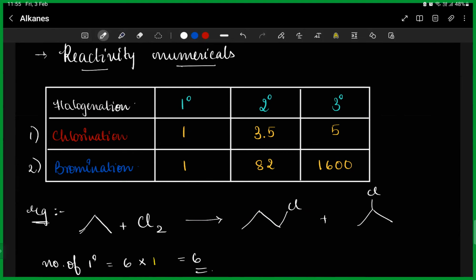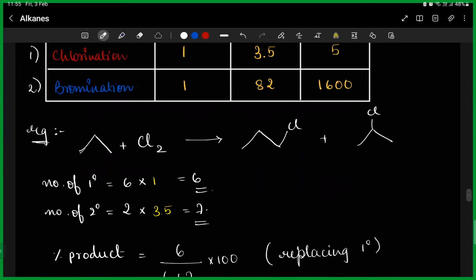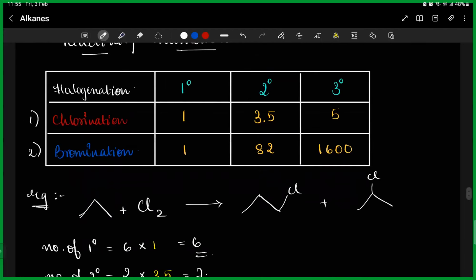Now let me do chlorination. What is the probability or the reactivity that the chlorine in the halogenation will replace a primary hydrogen, a secondary hydrogen, or a tertiary hydrogen? Or in the case of bromination, the bromine which will replace the primary, secondary or tertiary hydrogen. So how do we calculate this? These are some values which we have to remember. Using this, we will find the percentage of the product.